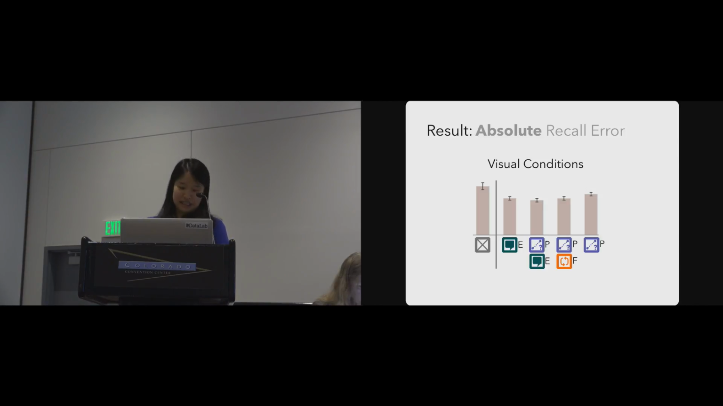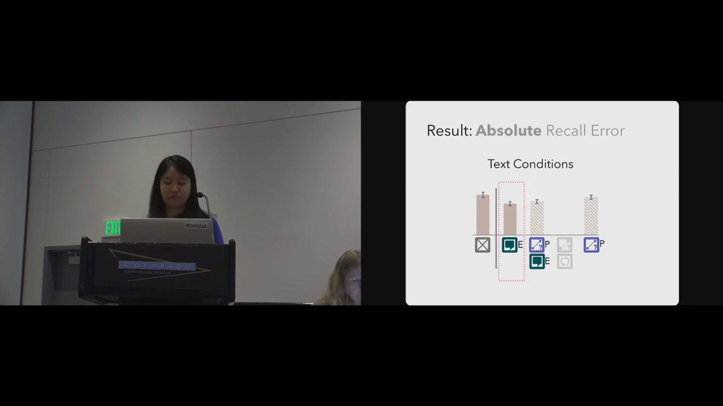In visual conditions, participants from all four elicitation conditions recalled the individual data points more accurately than those in the baseline condition. We found no performance difference between conditions. But in the text condition, only participants in the explain condition outperformed the participants in the baseline condition. The solid fill rectangle indicates the reliable effect of condition on the participant's ability to recall.